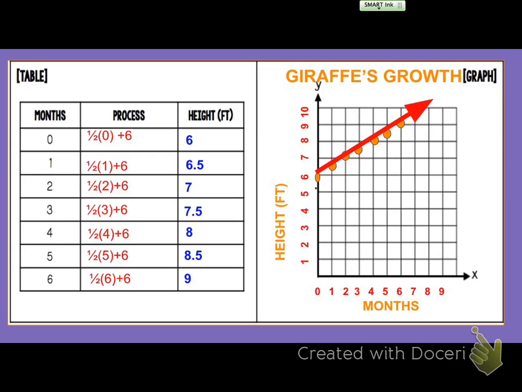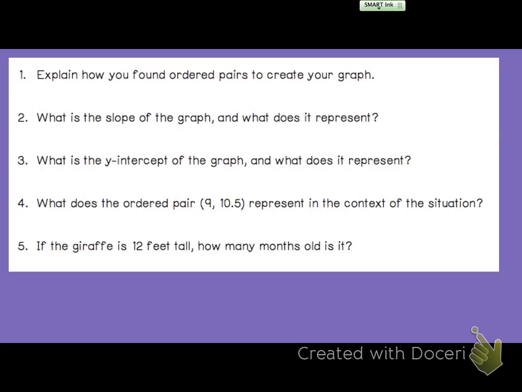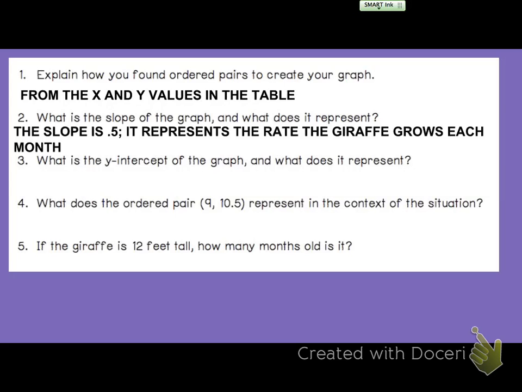Now I'm going to answer some questions based off of the verbal description, the equation, the graph, and the table. It says, explain how you found the ordered pairs to create your graph. Well, I used the x and the y values in the table to create my graph. What is the slope of the graph, and what does it represent? Well, the slope of the graph is 0.5, which is a half. It represents the rate the giraffe grows each month.